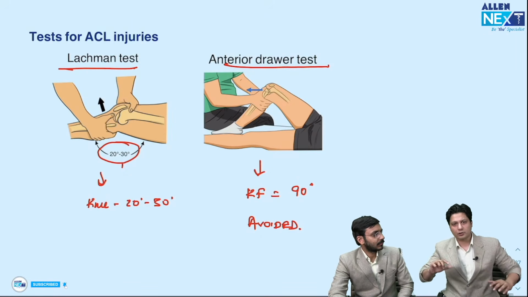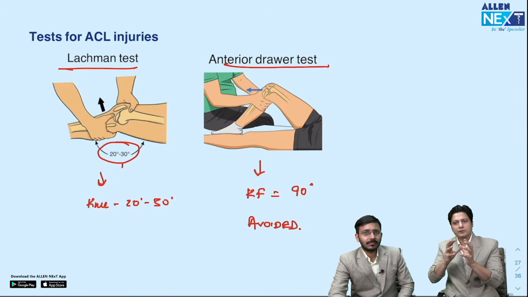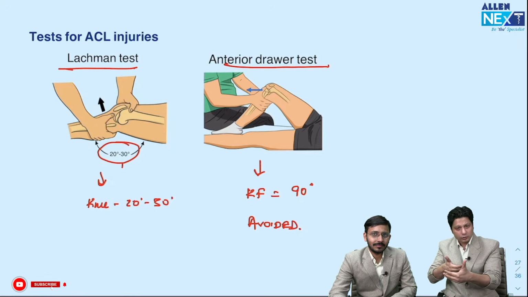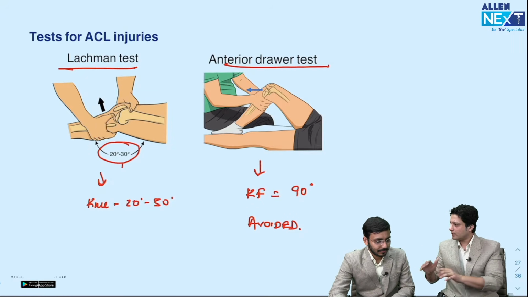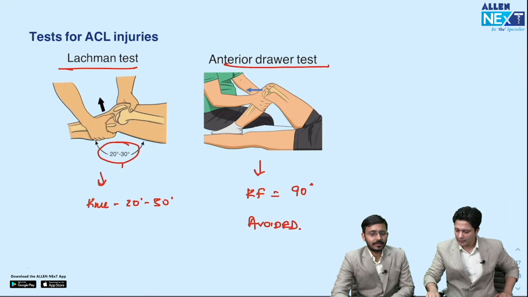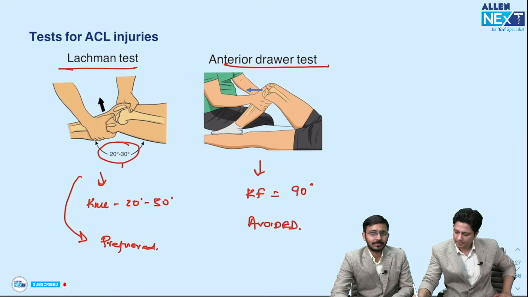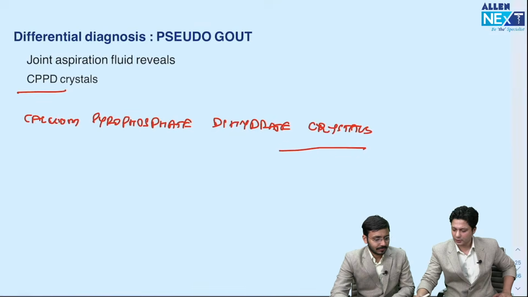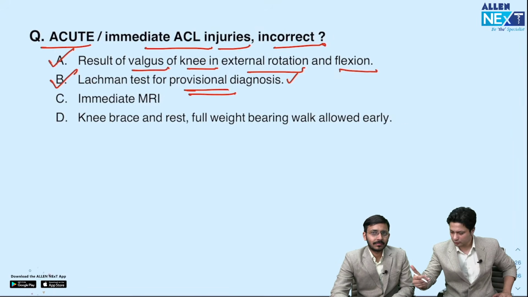But in the Lachman test, you are just flexing the knee to 20 to 30 degrees, and it certainly increases the carrying capacity of the knee joint to some extent. Although it is not going to be a comfortable test for the patient, it causes less discomfort in comparison to the anterior drawer test. That is why the Lachman test is preferred in acute injuries. So hopefully the second option, the Lachman test for the provisional diagnosis, is also true.